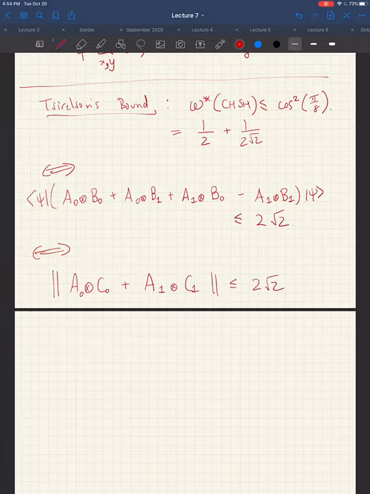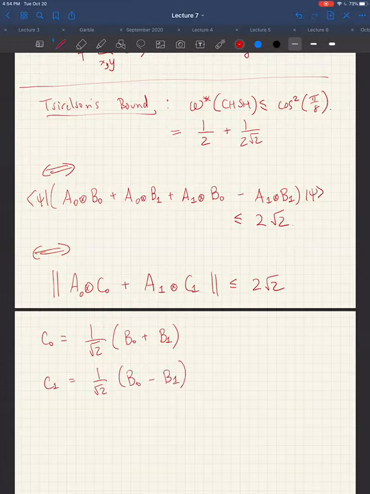Right, okay, I've written these C1, C0 and C1. What are these? Well, I've just collected the B's. You can verify that if you plug in C0 and C1 as I've written them, then this is really just the original expression.